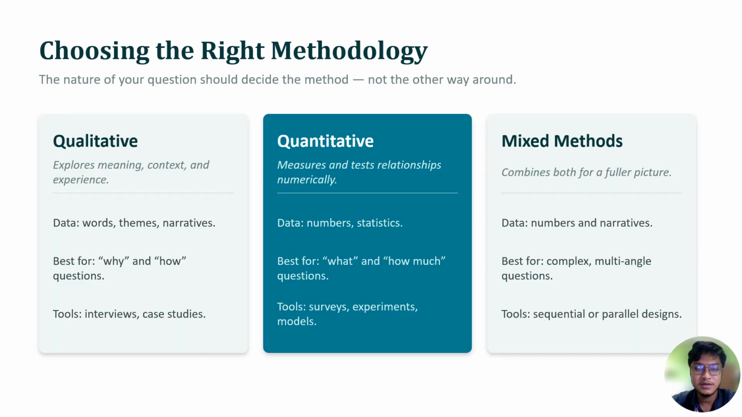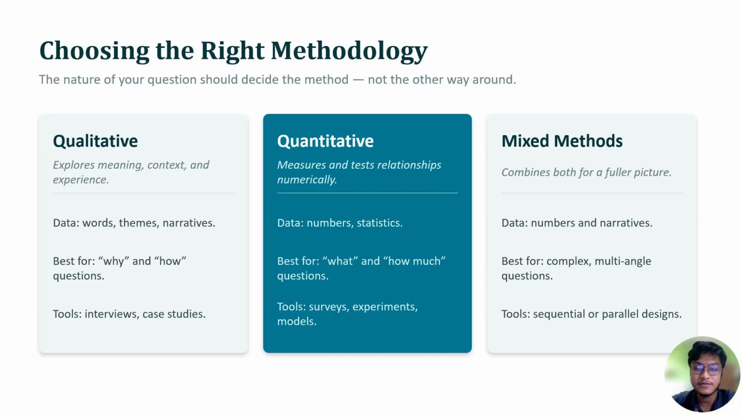In this slide, we will discuss choosing the right methodology. These are the three main choices. First of all is qualitative. Qualitative research focuses on meaning, experience, and context. It usually uses words, interviews, and case studies. It is useful for questions like why and how.